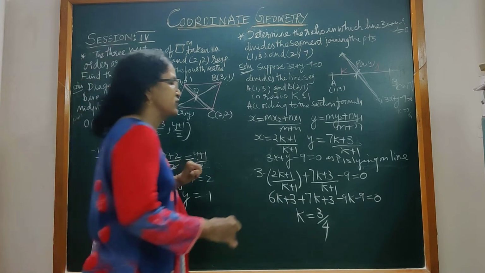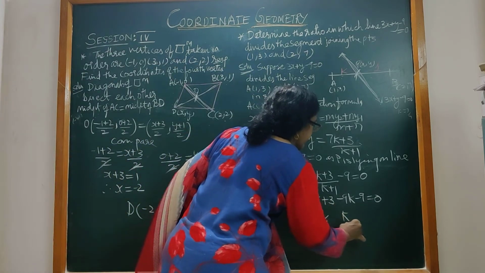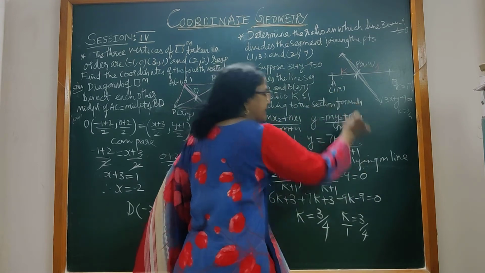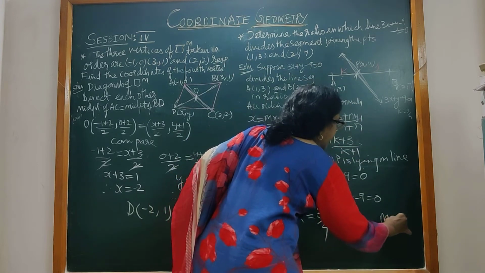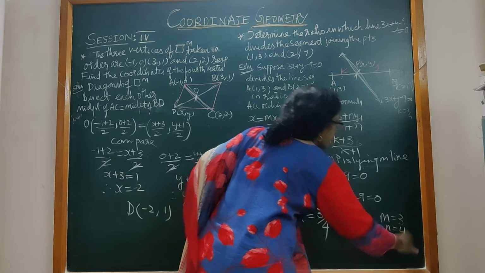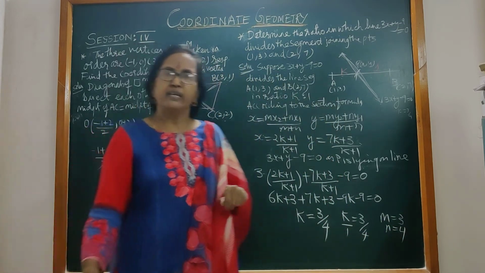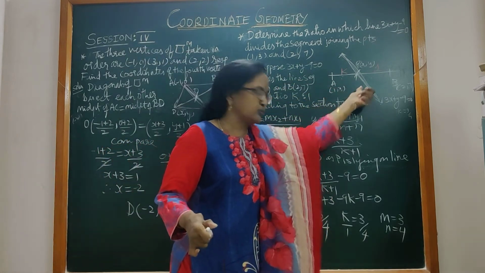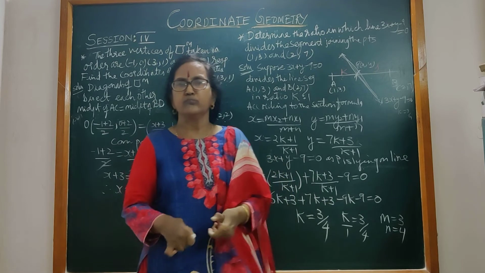So we got that ratio k is to 1. We took it as 3 upon 4. So your m will become 3 and n will become 4. So in this way the line segment is divided in the ratio k is to 1, that is 3 is to 4.